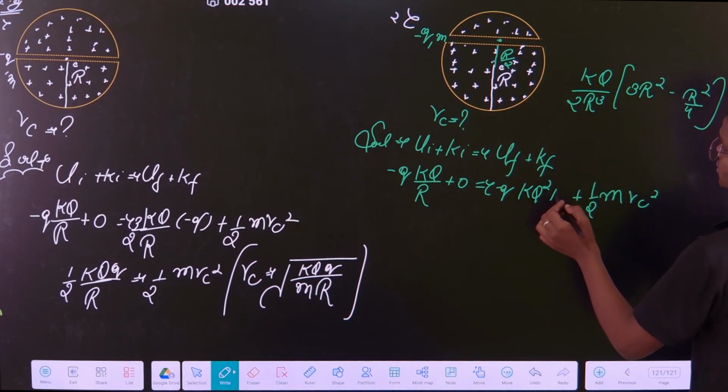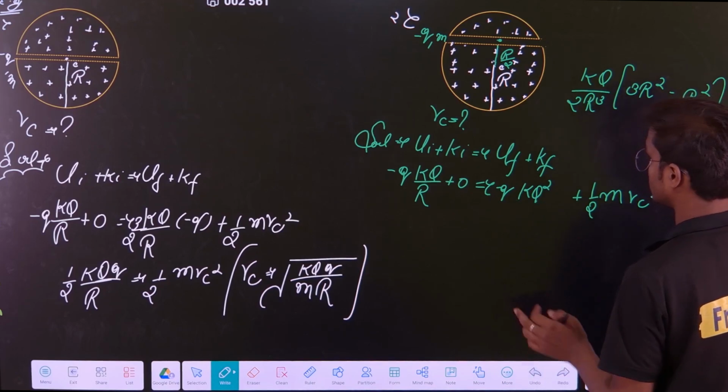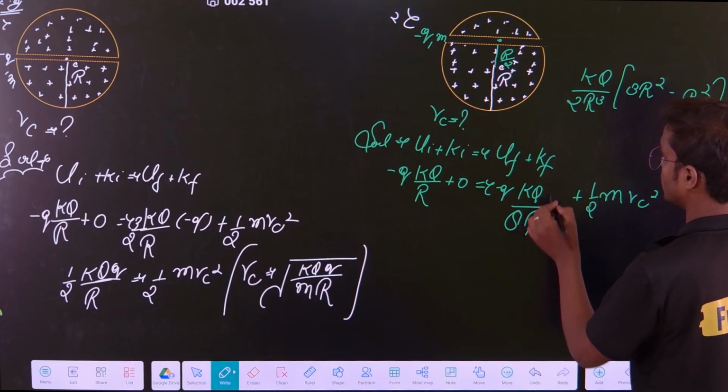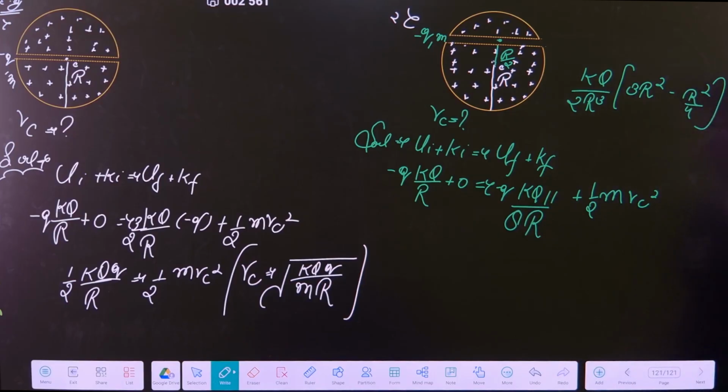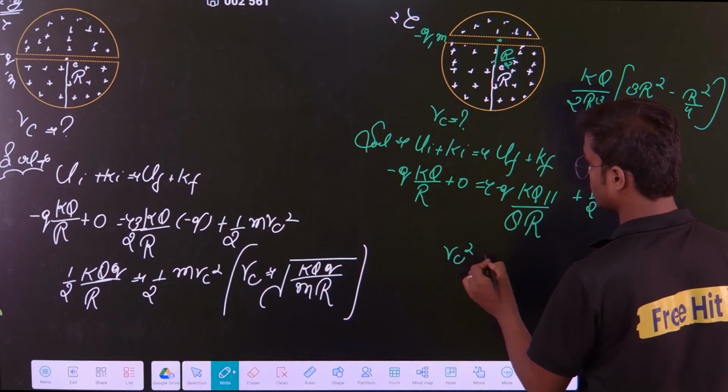So you will get the value as kQq, not q square, sorry, divided by 8 into R into 11. So this is the thing. Now you have to move this to here. You will get Vc square is equal to how much?